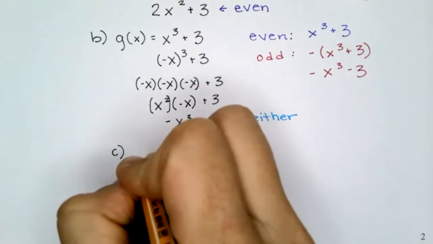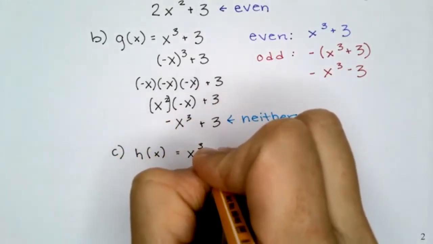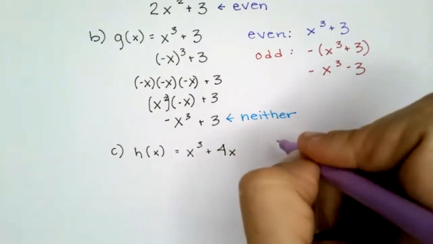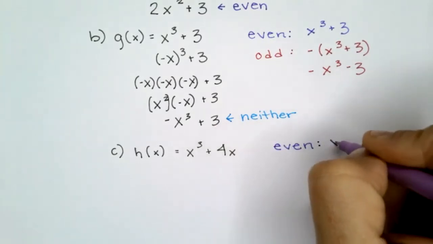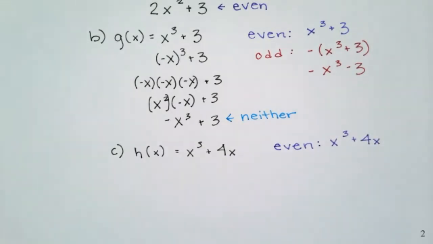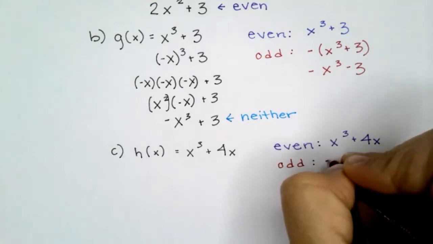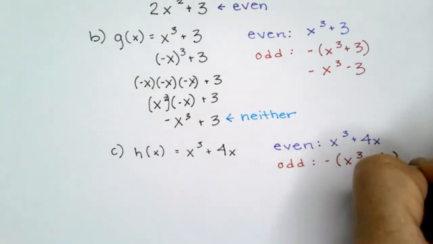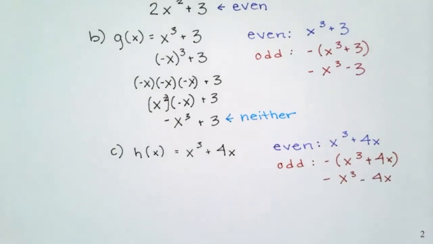C is h of x is equal to x cubed plus 4x. All right, if it is even, it will look the same, x cubed plus 4x. If it is odd, it will become negative x cubed plus 4x, which is negative x cubed minus 4x, right?